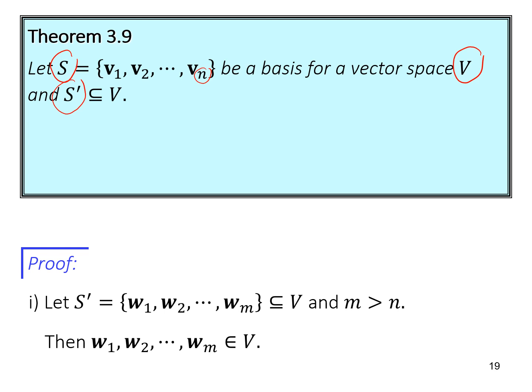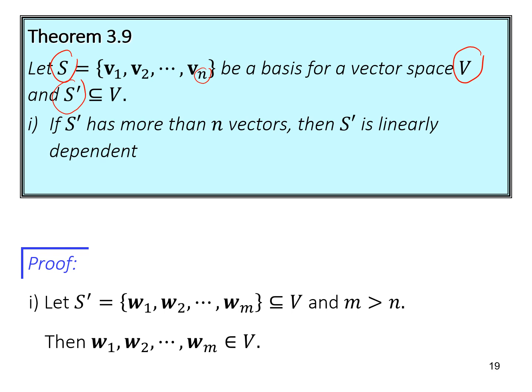Note here that S prime is not necessarily a basis and not necessarily a subspace of V. The first content of this theorem: if S prime has more than n vectors, then S prime is linearly dependent. If the number of elements in S prime is more than the number of elements in a basis for V, then S prime is definitely a linearly dependent set.